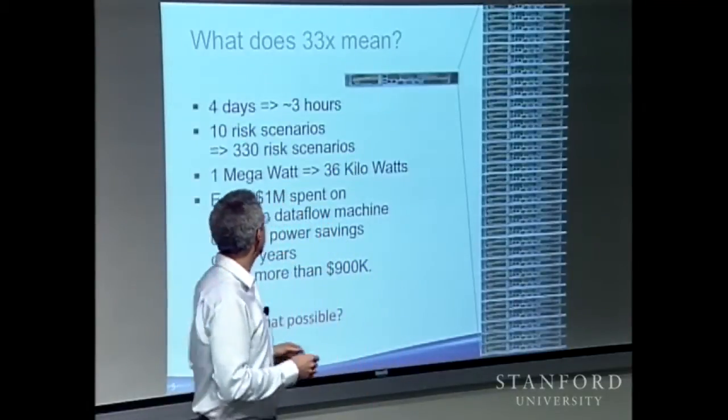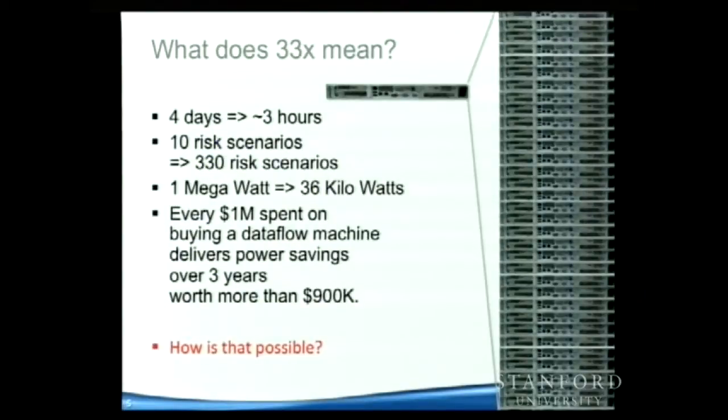So what does this really mean? If you look at, let's say, a 33x multiple as we had on the previous slide, you have 4 days going to maybe 3 hours. You have scenarios that you're computing. You may be able to compute 10 risk scenarios going up to 330. If you look at the power consumption, 1 megawatt going down to 36 kilowatts.